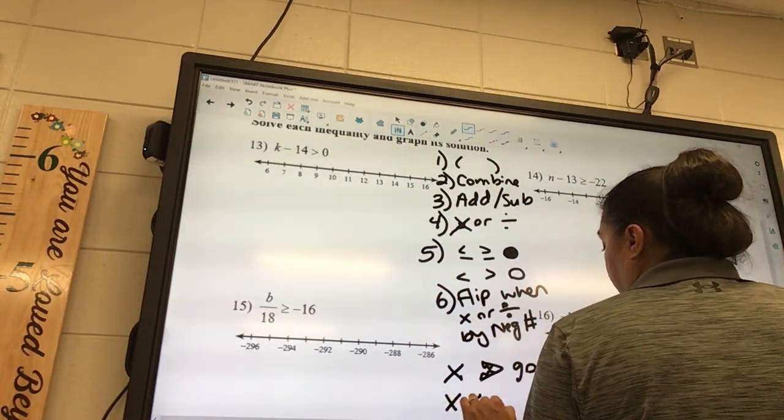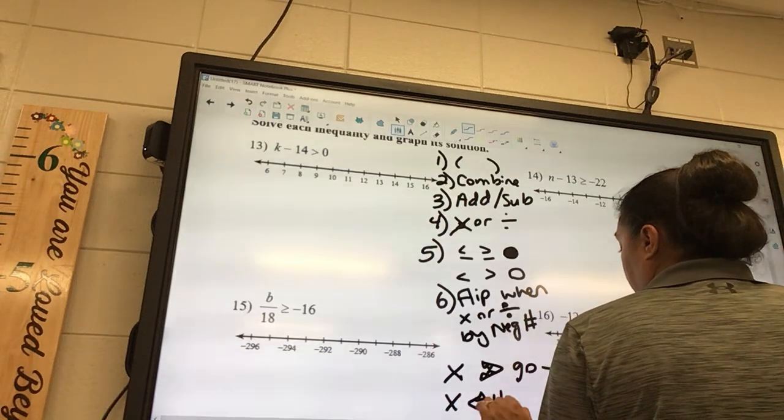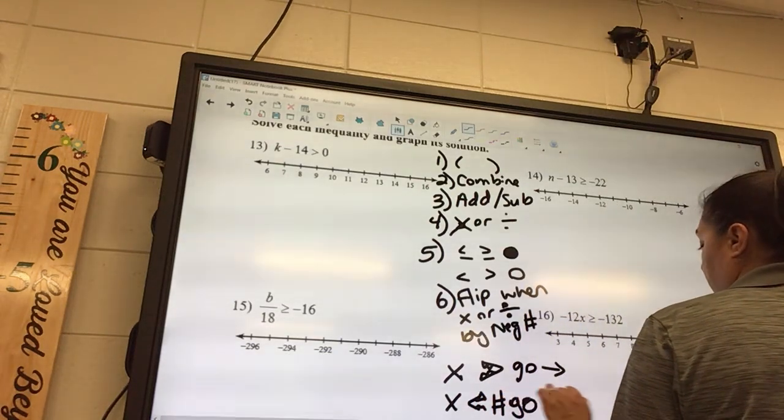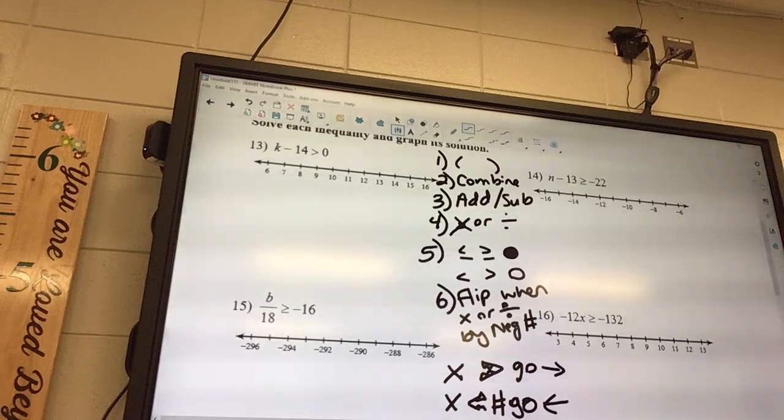If the alligator is eating the number, go to the left. I'll take a picture. Yep, you can write it on your sheet, because you can't use your iPad during your test, but you can use this.